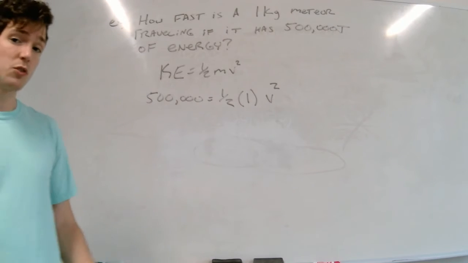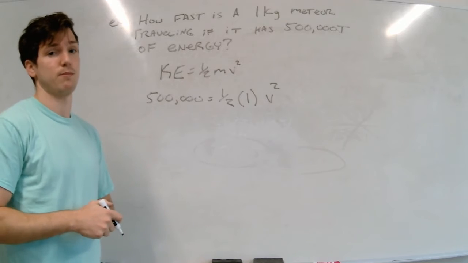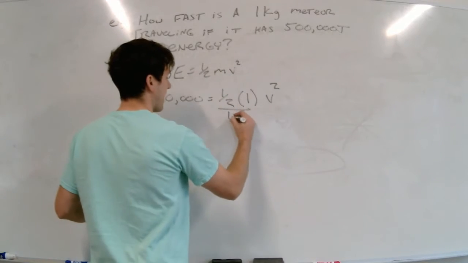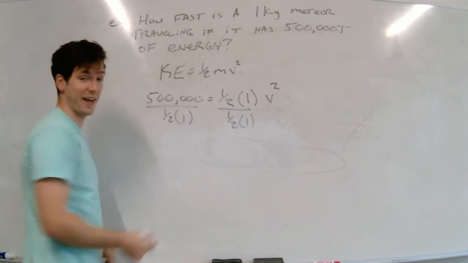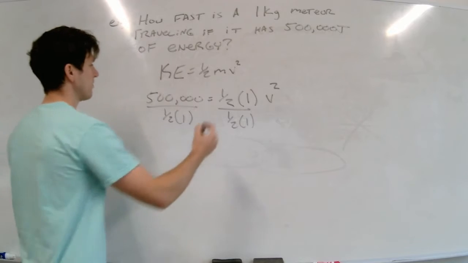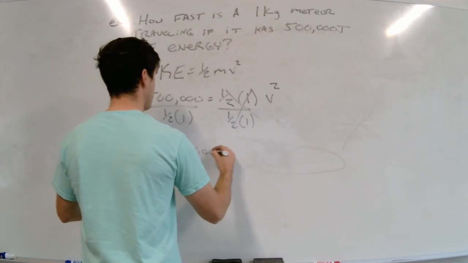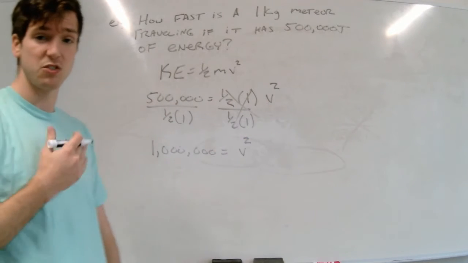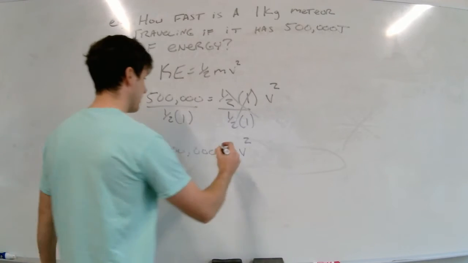V squared, okay? So the best thing we can do right now is just get V squared by itself. So we got 500,000 here. Let's divide by 1/2 and 1, which again is just 1/2. 500,000 divided by 1/2 is just 1 million. So I have 1 million equals V squared, but I want to get V by itself, so then I square root both sides.